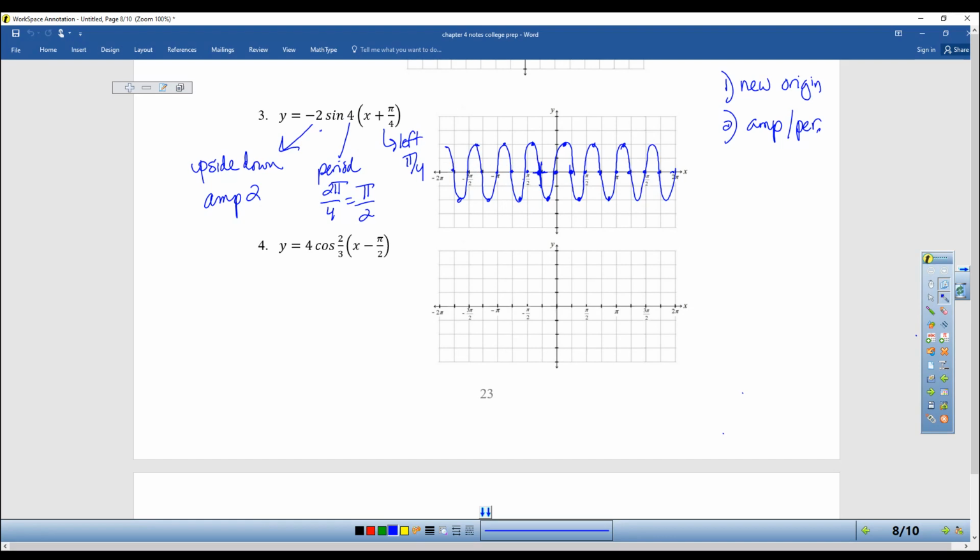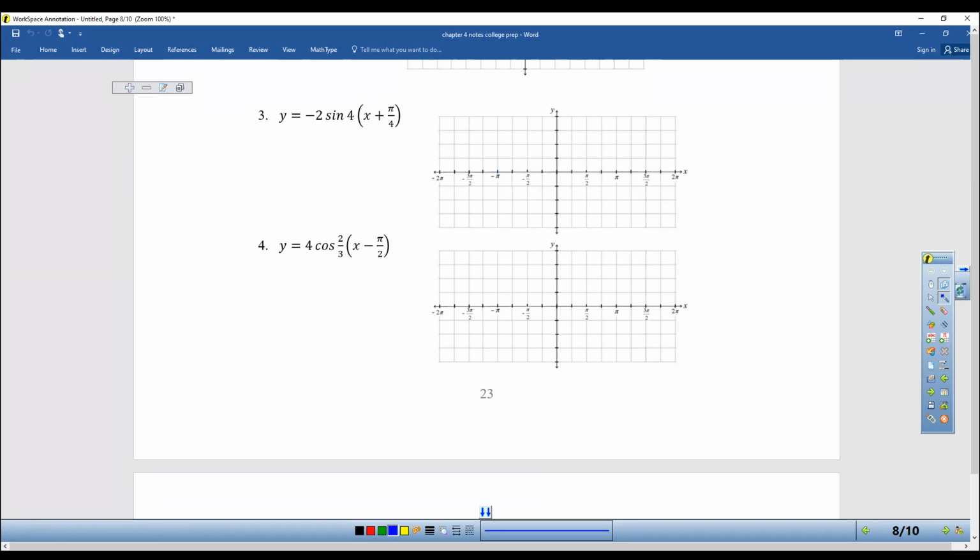Okay. So that's what you would do if you were doing the shift first, making a new origin like we normally do, and then doing amplitude and period. But I will tell you that I am an amplitude and period person first. So the amplitude is 2 and it's flipped. And the period is still normally 2 pi, but over 4, so pi halves.